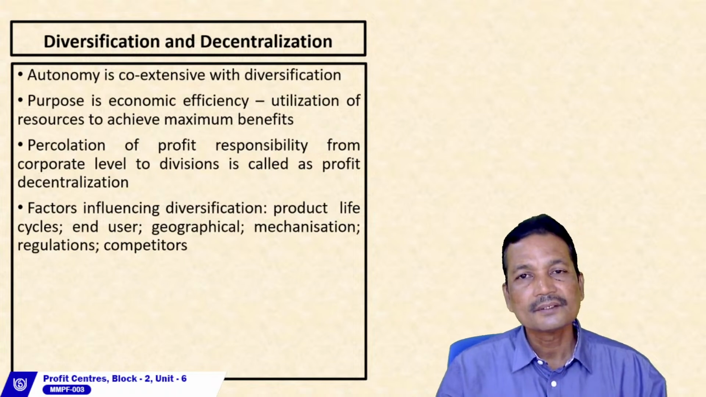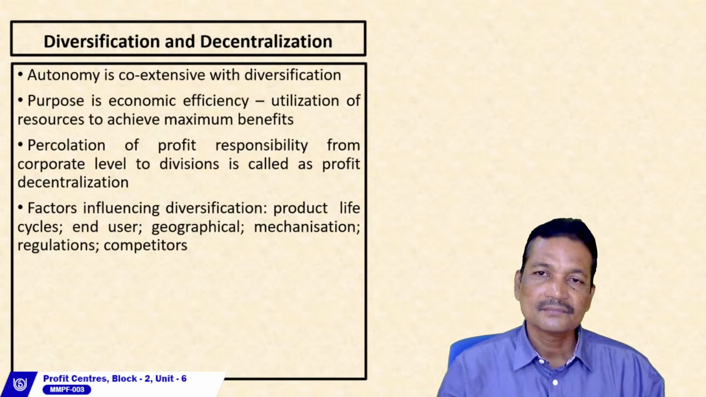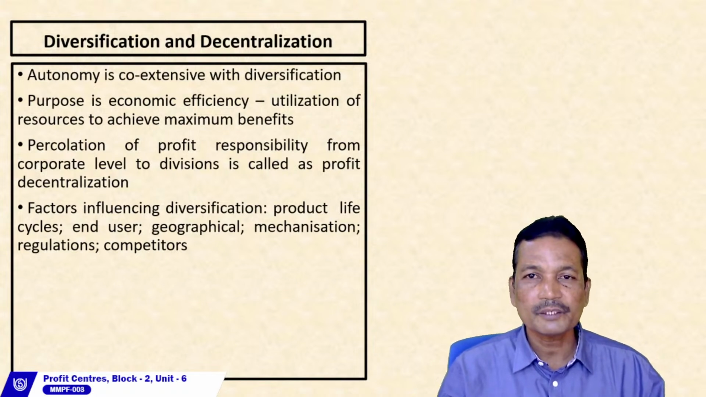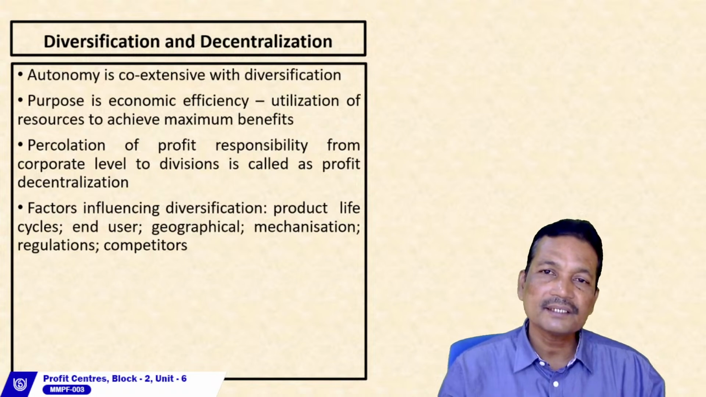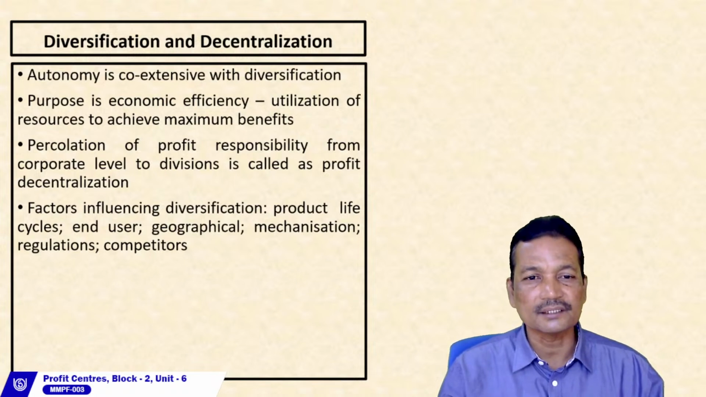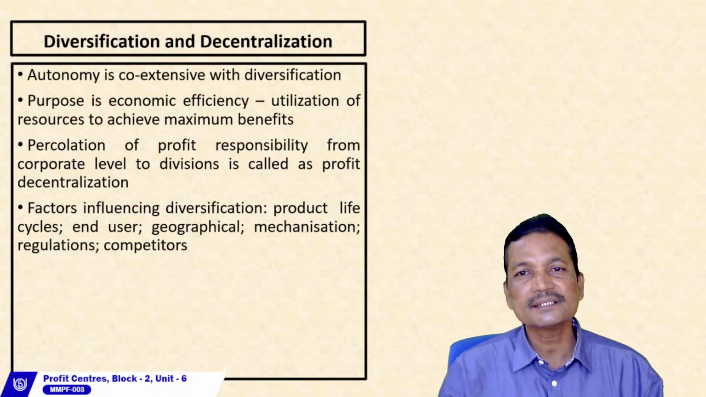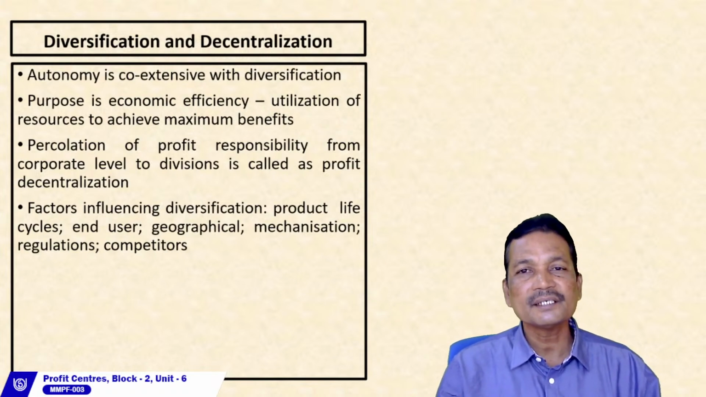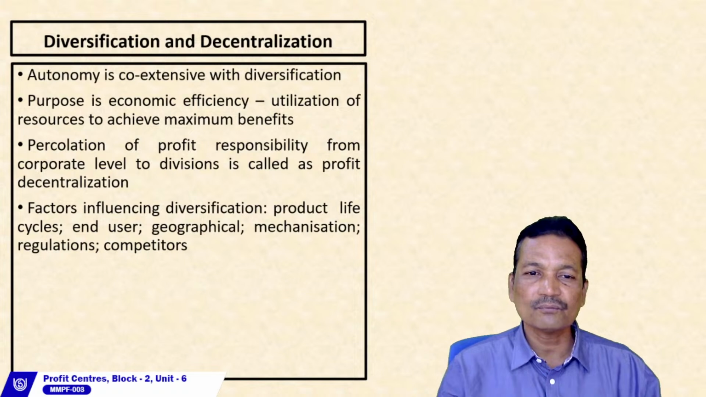Similarly, we can think about geographical locations. Now many items are there which are not available at all places. So corporates think that if I set up at various locations the particular unit's profit center or the division of profit center, then it may generate higher amount of profits.